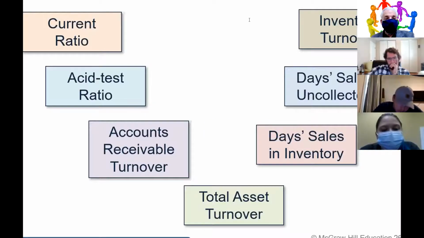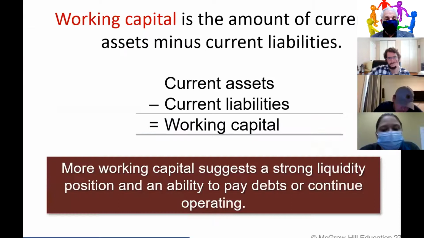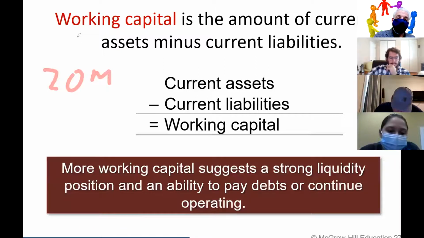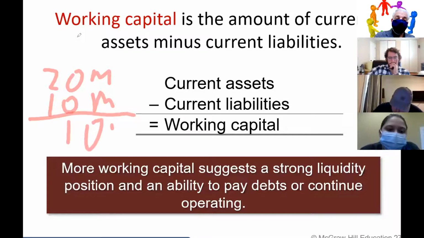Let's keep going with our ratios. Now, working capital is not a ratio. Working capital is a calculation. If I have, let's do some numbers here, $20 million in current assets and $10 million in liabilities, what's my working capital? Oh, 10 million. I can do that without a calculator.